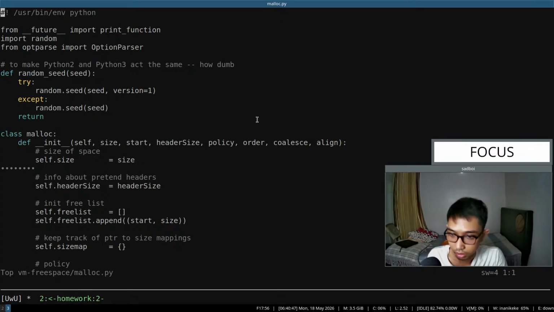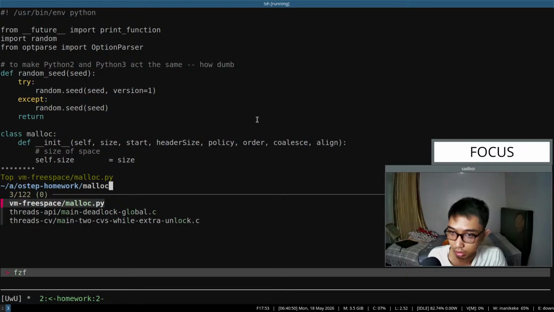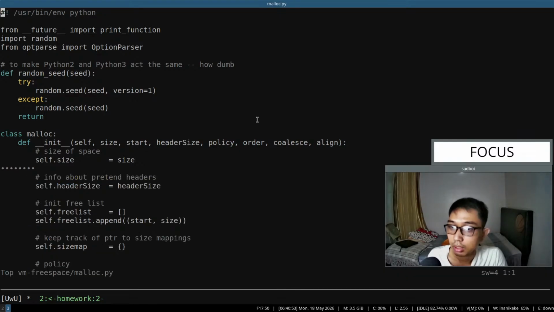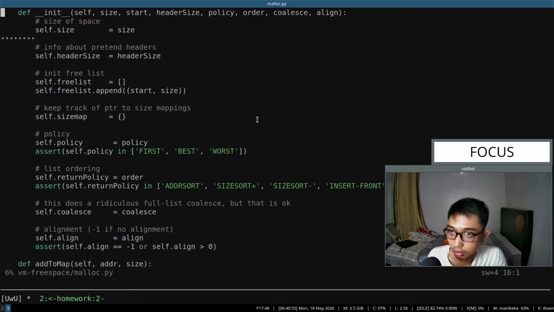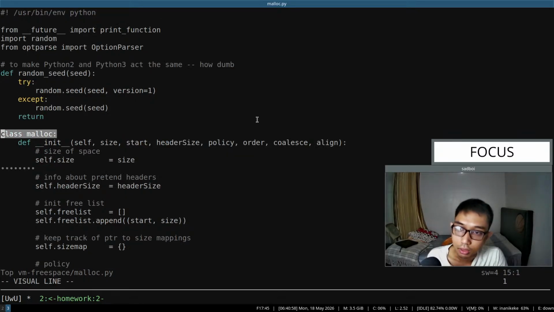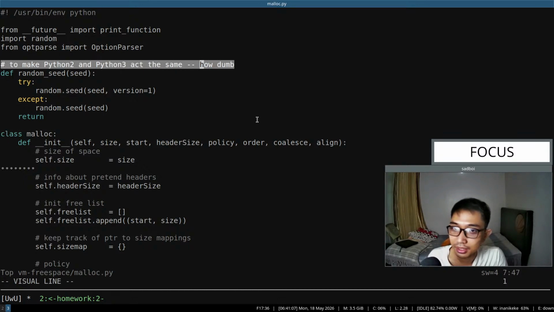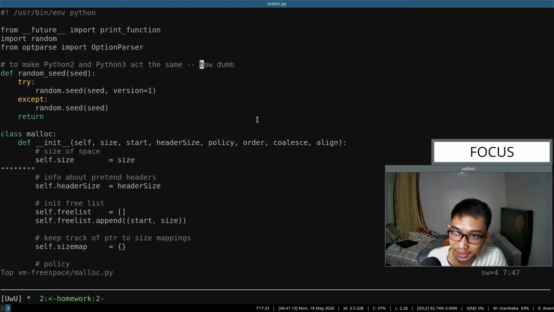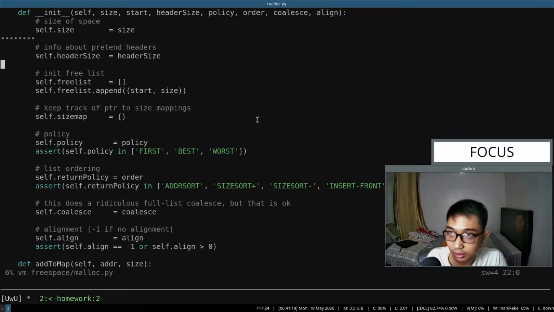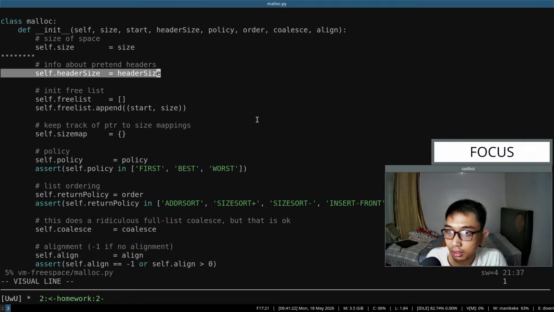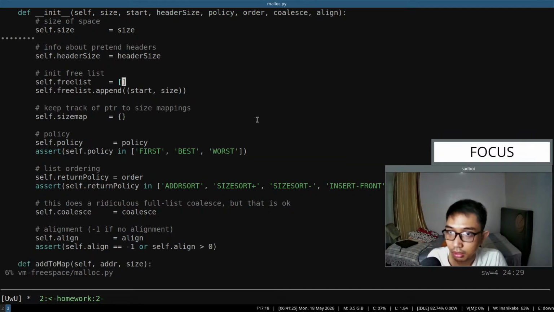Malloc, free space. Yeah, only this one. It is about 200 lines. We are using a class here. Always the same comment. Size of space, header size.